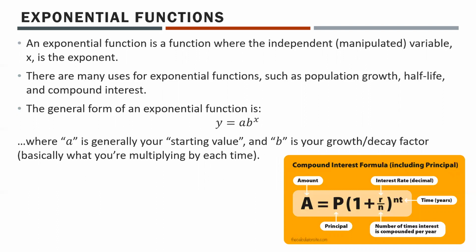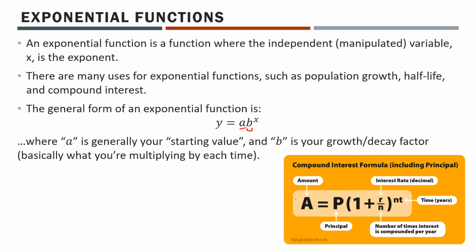Now, the general form of an exponential function is y is equal to a times b to the power of x. What's important to understand here is b is the base of your power, and it's being taken to a power of x. A is just your coefficient out in front. We'll talk about what all of this does in just a minute, but a is generally your starting value, and b is your growth or decay factor. Again, that may or may not make sense right now. We'll see it in a little more detail shortly.